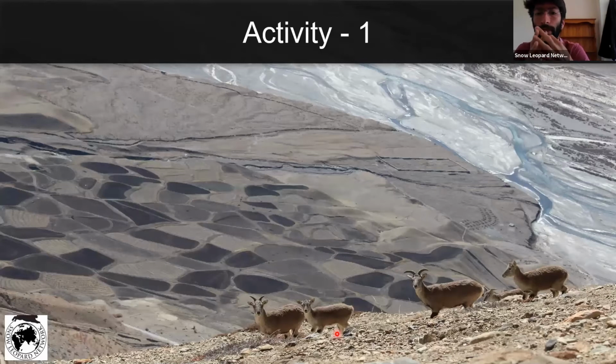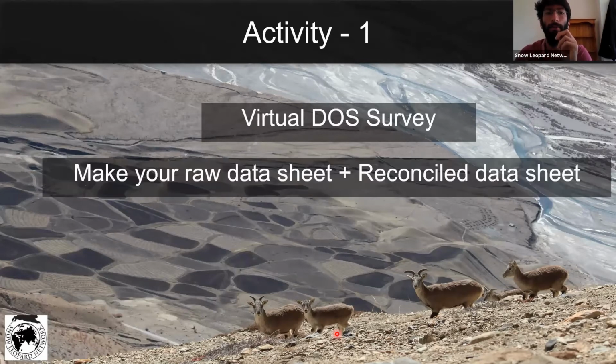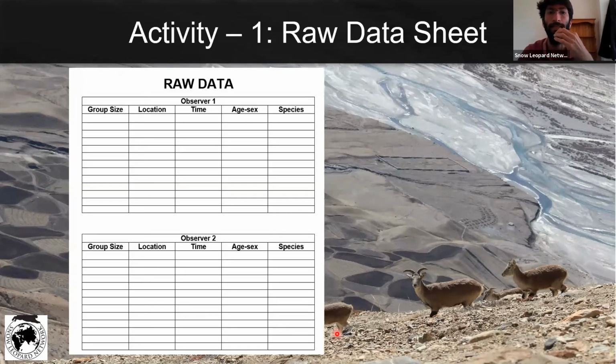So now quickly, over the next 20 minutes, we'll do a quick virtual double observer survey. I would like everyone to have your own raw data sheets and reconciled data sheets. I will show you different slides, maybe 9 to 10 slides, as if you were walking in a valley as observer 1. So you record what you see. The data sheets will be like this.